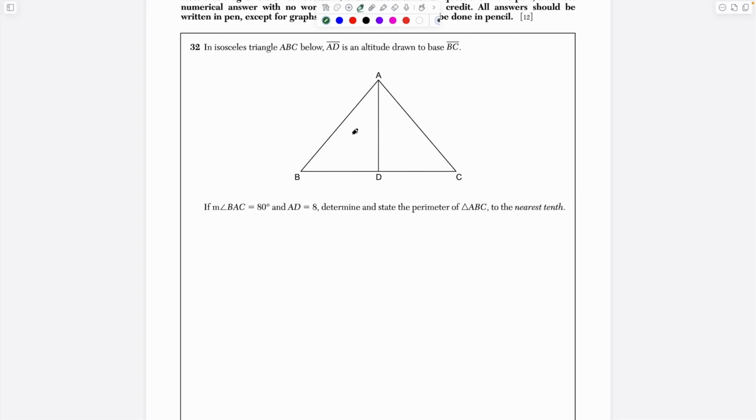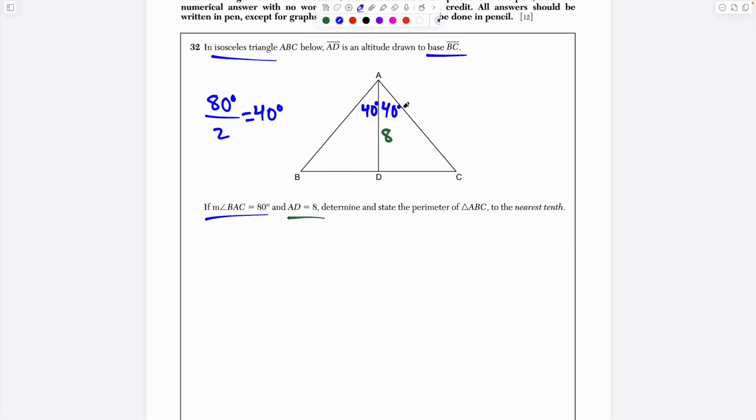So for this one here, first let's go ahead and label. We have AD is equal to 8. And they told us the measure of angle BAC is 80 degrees. However, they told us also in the beginning that our triangle ABC is isosceles. So this part here, and they're telling us that the base is BC. So this information plus this information plus this information allows us to say that the 2 angles at the top are equal to 80 degrees divided by 2. So we have 40-degree angles at the top here like this.